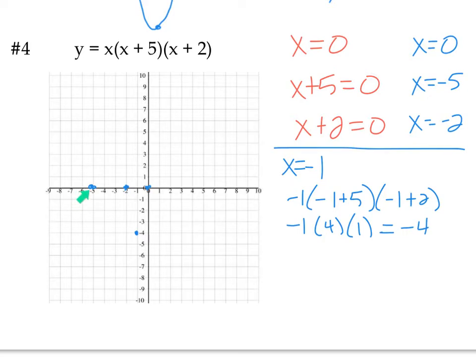Now in between here, -2 and -5 would be -3.5, right? So I could put that in exactly at -3.5. Okay, that's fine. So we're going to do -3.5.